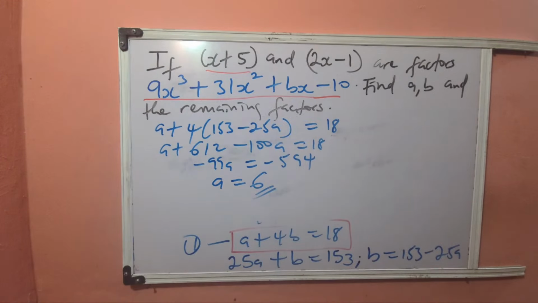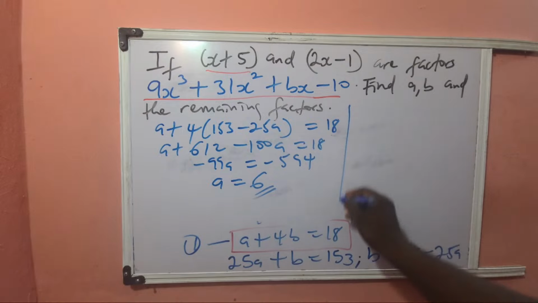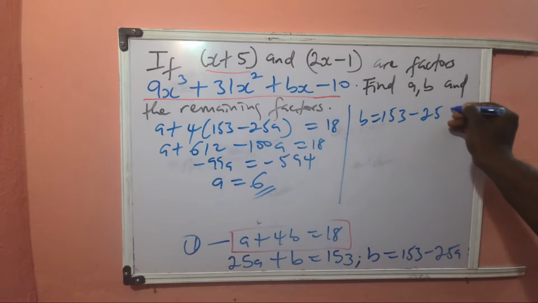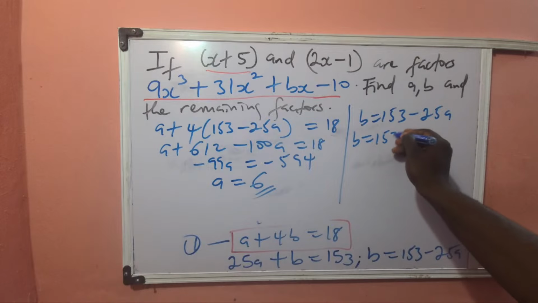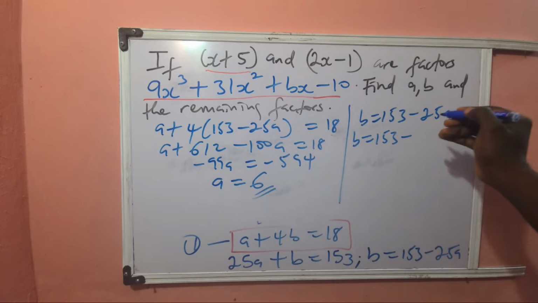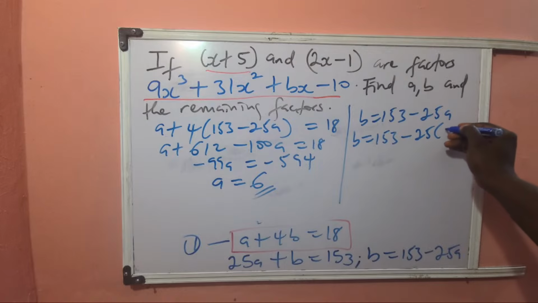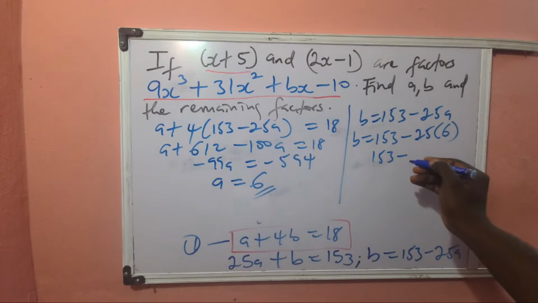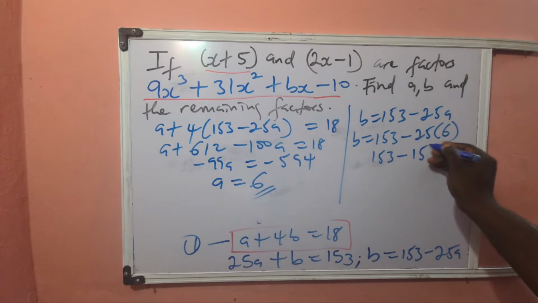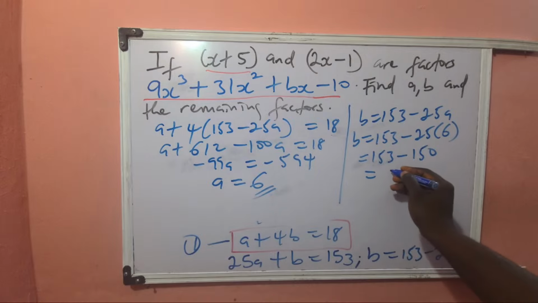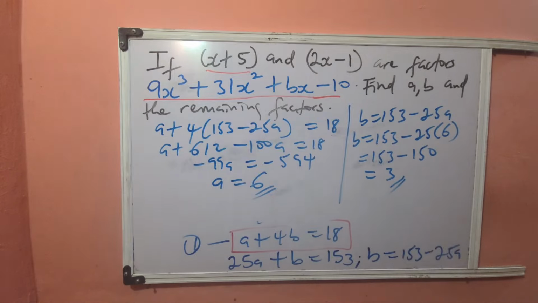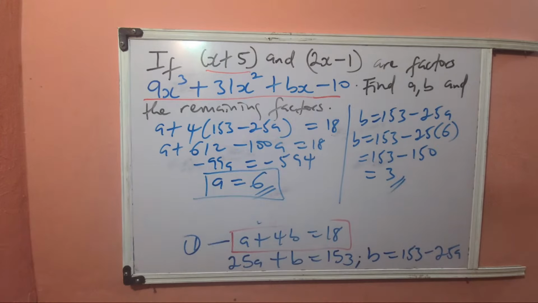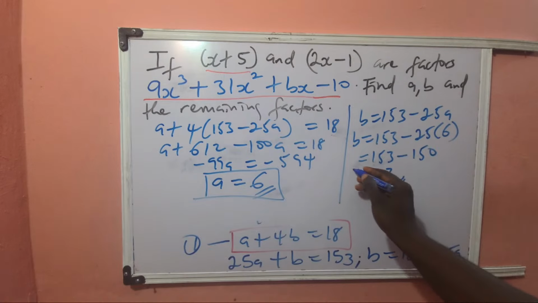And of course, if I've gotten my a to be 6, I can easily get my b, which was equals to 153 minus 25a. So my b will be equals to 153 minus 25 into 6. And then I'll be having 153 minus 150. And that will give me my value of 3. All right. So I've been able to get the first part of this equation. My a is equals to 6. And my b is equals to 3.